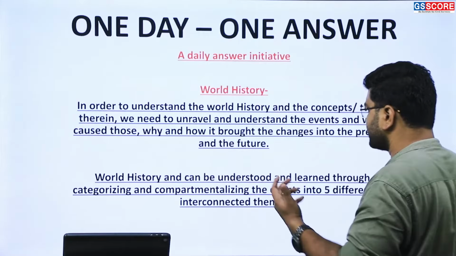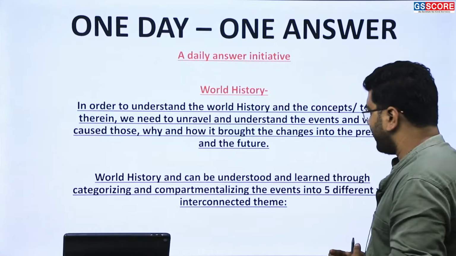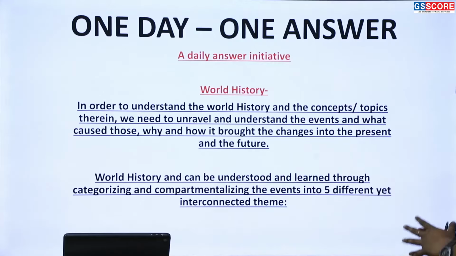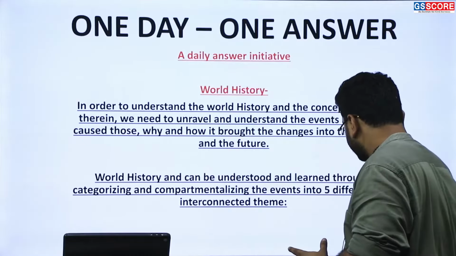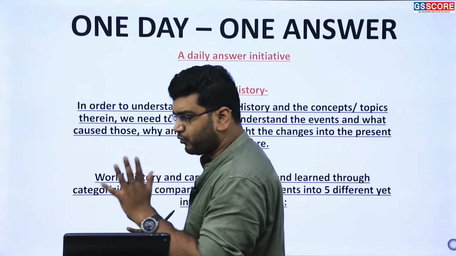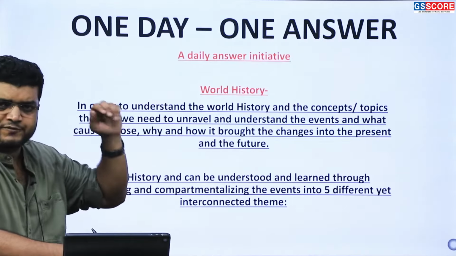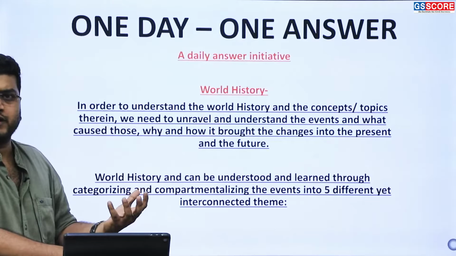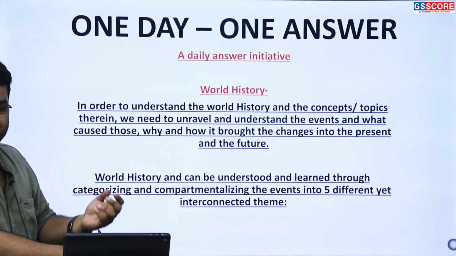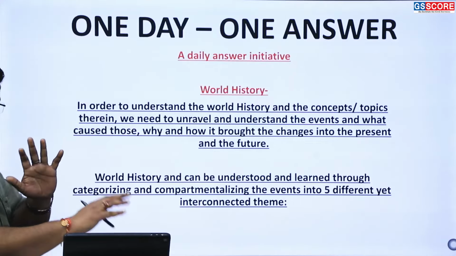and that process, world history, can be understood and learned through categorizing and compartmentalizing the events into 5 different yet interconnected themes. Those events were different in their realm, but there is a certain interconnected theme within them. This is the approach of reading world history. We have to understand the events, the concepts, the topics, what caused each event, and why and how it brought changes into the present. That means continuity and change and the historical process have to be understood within the approach of world history. Okay, I hope this point is clear to you.